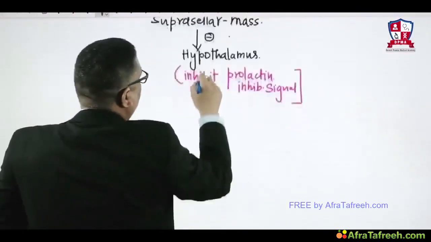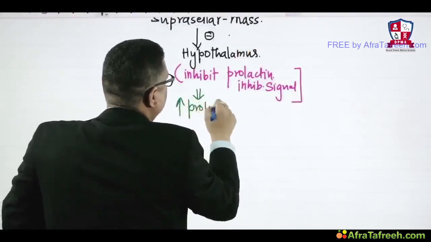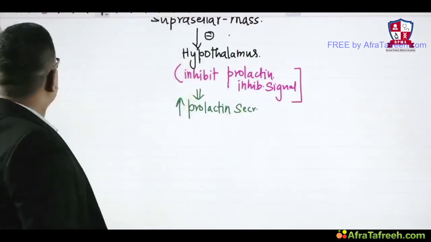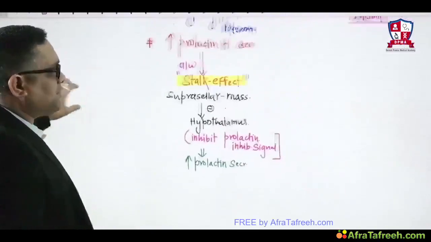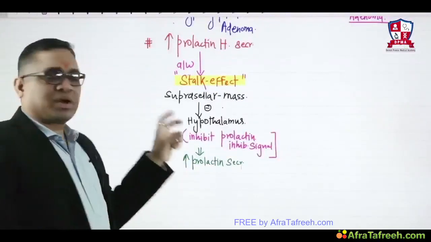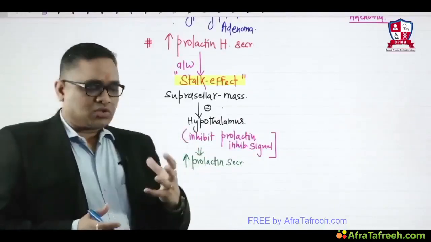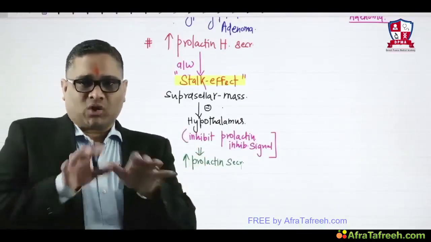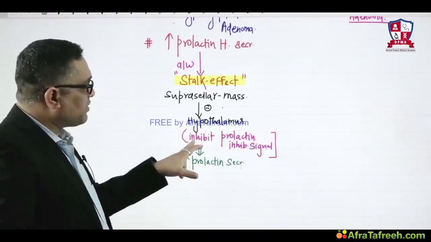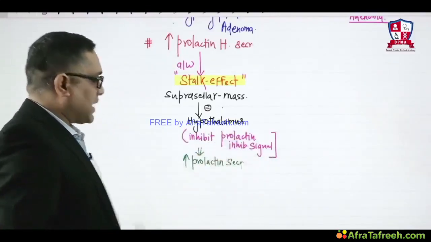So because of this, there will be increased prolactin secretion, and that is what we began with. Why is there more prolactin secretion? Because of the stalk effect. What is the stalk effect? Suprasellar masses inhibit the hypothalamus. The hypothalamus normally sends an inhibitory signal to stop prolactin, but that signal is inhibited, and because of that there will be more prolactin secretion.